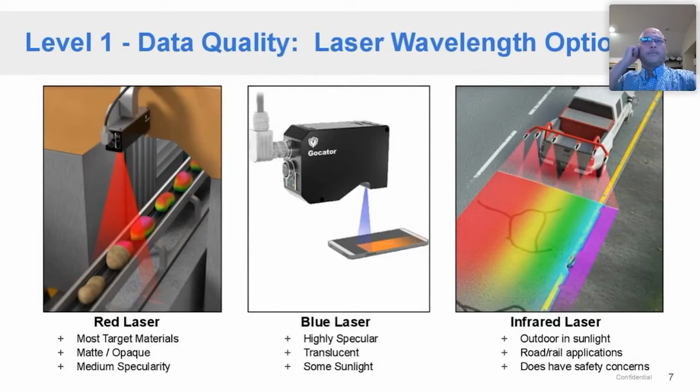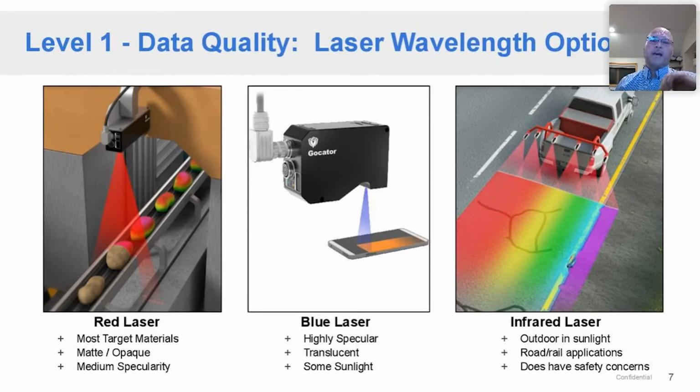Data quality. So I was mentioning there are a number of different types of applications. On the left-hand side here, we've got red laser scanning a very opaque object, in this case, a potato. It's matte. It's got very low specularity. Red laser is a good choice for that type of target. We make blue laser line profilers as well. Blue tend to do better with specular surfaces and semi-translucent surfaces. They also perform slightly better than red in sunlight conditions.